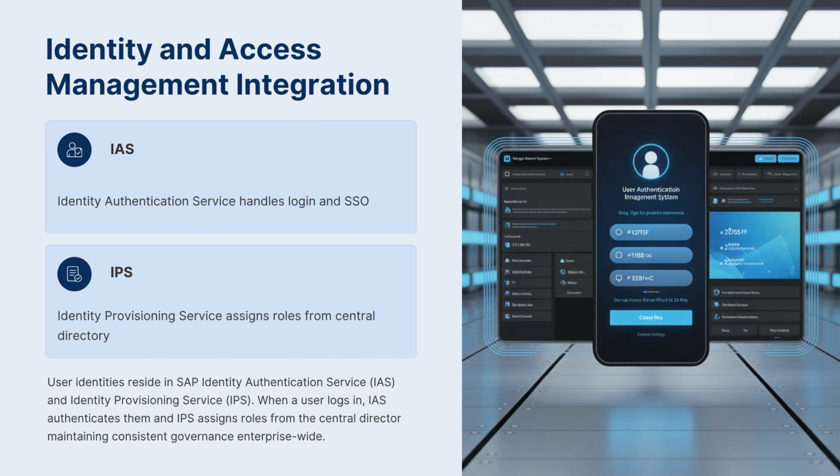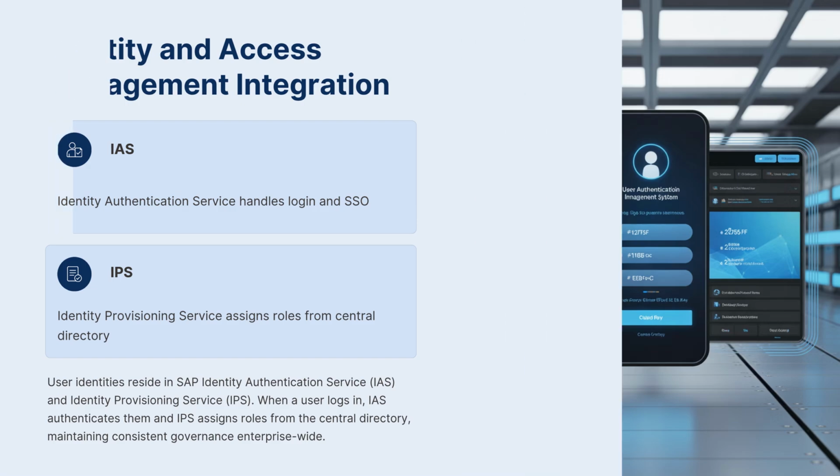Identity and access management integration. User authentication and authorization are handled by SAP Identity Authentication Service, IAS, and Identity Provisioning Service, IPS. These systems connect S/4HANA Cloud with other SAP and third-party applications. When a user logs in, IAS verifies their credentials, and IPS provisions the appropriate business roles. This integration enables single sign-on, central control, and consistent security policies across multiple SAP Cloud solutions, including SuccessFactors and Ariba.